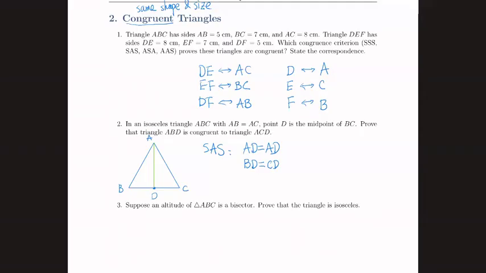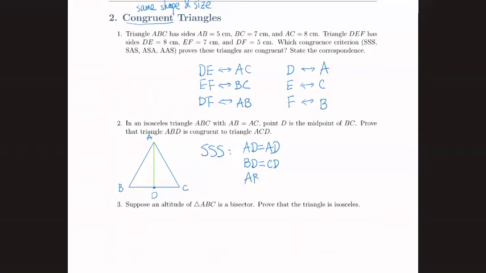Since it's an isosceles triangle, AB equals AC. Okay. So let's change our theorem. We switch to side, side, side. Because it's an isosceles triangle, we also have AB equals AC. Now we see that the two triangles are congruent.